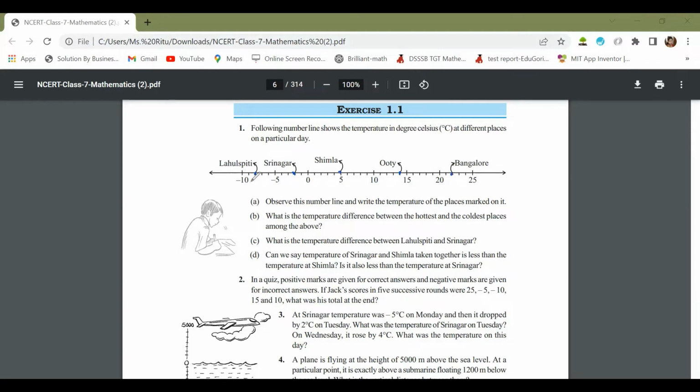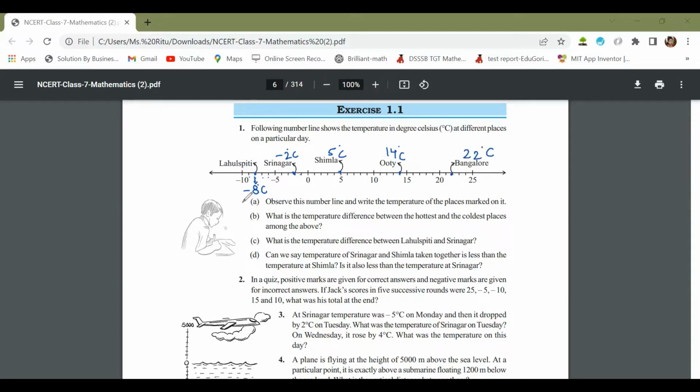So let's talk about the first one, Leh. If you check, it's -5, then -6, -7, -8, -9, and -10. So Leh is -8 degrees Celsius. Now Srinagar, similarly, from 0 we move towards the left side. So -1, -2. So Srinagar is -2. Shimla is 5. Ooty: 10, 11, 12, 13, 14. So it would be 14. And then Bangalore. This is 20, and this would be 21 and 22. So this would be 22 degrees Celsius.